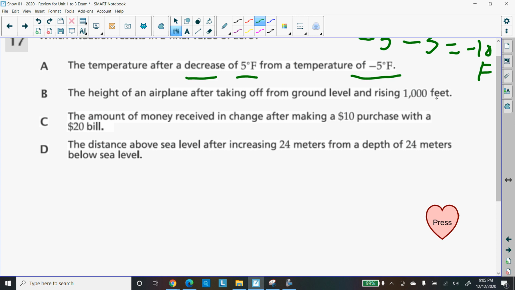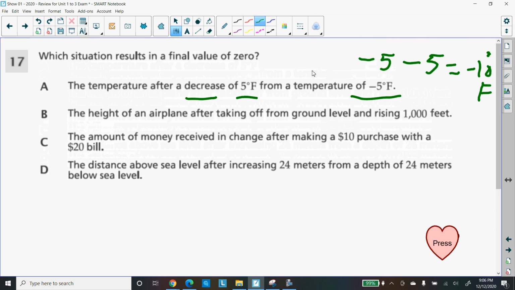So that's not going to equal 0, because the temperature decreased by 5 degrees from a temperature. From means it started from there and it went down. So on the number line, it started from negative 5 and went even further down, colder. It's really cold at negative 10 degrees. So if you thought it was A, sorry, that's not it.